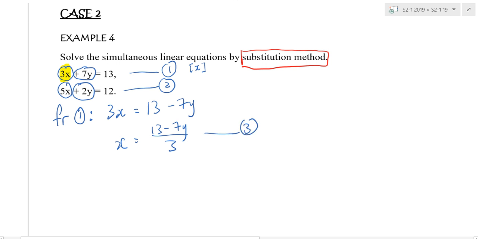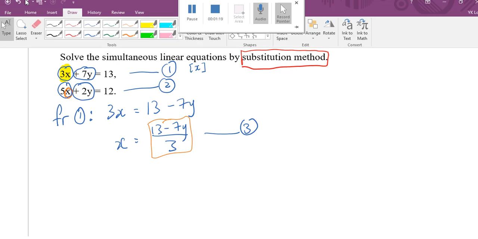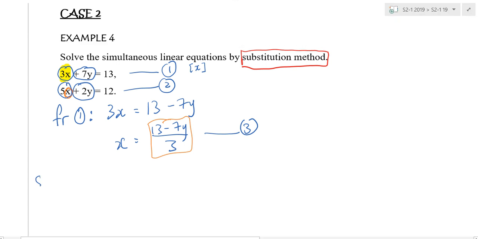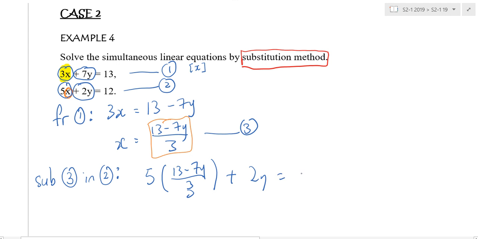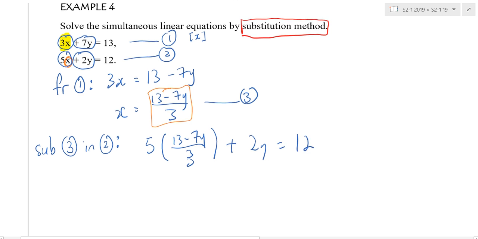Very good. Now, so what I want to do now is I want to replace this thing here into the X here. Okay, so what do I write? No, you must write the instruction. Sub. Very good. So what do you write? 5 bracket 13 minus 7y over 3 plus 2y equals 12. Now, how do I resolve the 5?